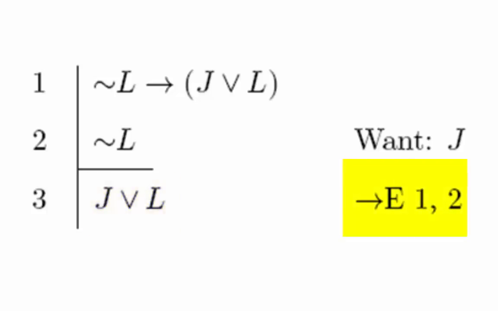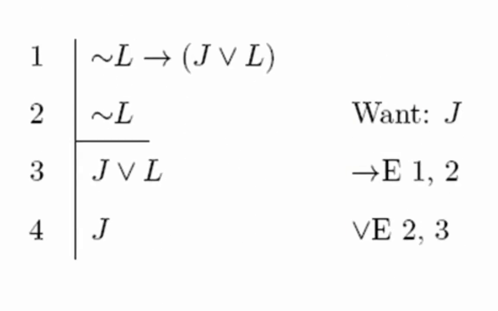We justify this by saying that it comes from conditional elimination in the two previous lines. The final step is to write J on line 4 and say that that comes from disjunction elimination in lines 2 and 3. And this finishes our derivation because the last line of the proof is the thing we want. Now you won't have to be doing these derivations yet. This is just to preview where we're going with the concept of substitution instances.